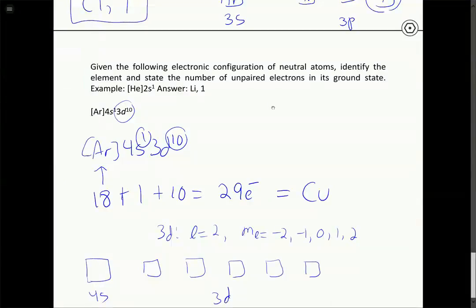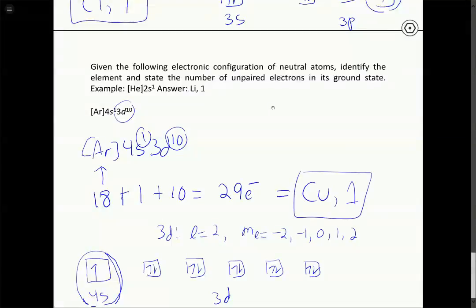So this configuration, again with that exception of moving one of the s electrons up, is going to be 4s1 3d10. So we go 1, 2, 3, 4, 5, 6, 7, 8, 9, 10. So all of the d electrons are paired, and many of you put 0 as part of your answer, saying that there were 0 unpaired electrons, but we can't forget about this 4s. Even though it's not the last subshell that we filled, it does have 1 unpaired electron in it. So it's going to be copper with also one unpaired electron.